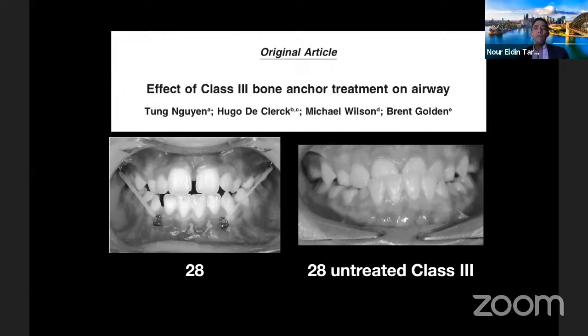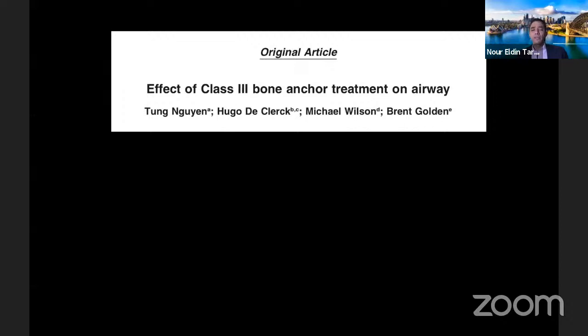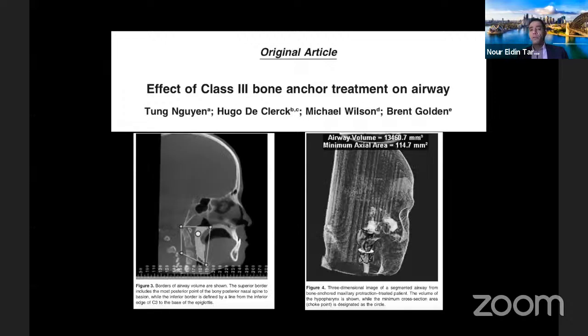And so the group at UCLA with Tung Nguyen had a look at this, and their controls were a group of untreated class 3. So they looked at the treated with Dr. de Klerk's protocol versus untreated class 3s. And they looked at the airway volume in the pharyngeal area.